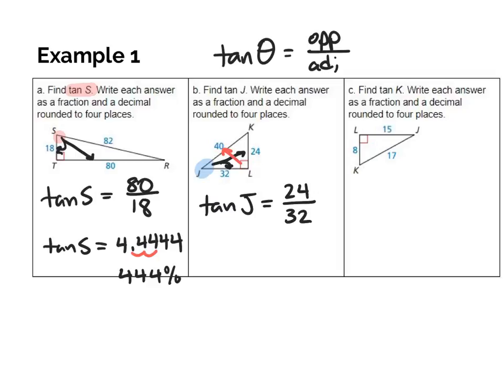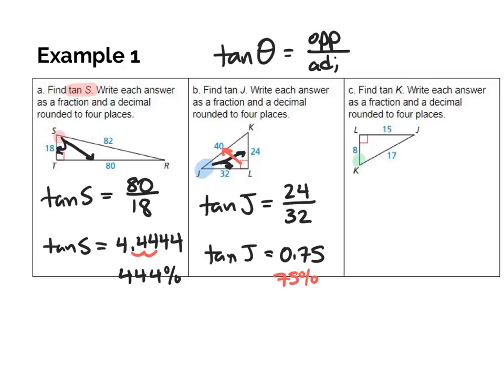Notice in this case how the opposite side is smaller than the adjacent side, and that's going to occur for small angles. But nevertheless, we're going to write this as a ratio. So I'm just going to take 24 and divide it by 32, and it'll tell me that the tangent of J would equal 0.75, and that one just is a perfect decimal. And again, as a percentage, you can think of this as 75%, that the opposite side is 75% of what the adjacent side is, and that's going to be for this small angle.